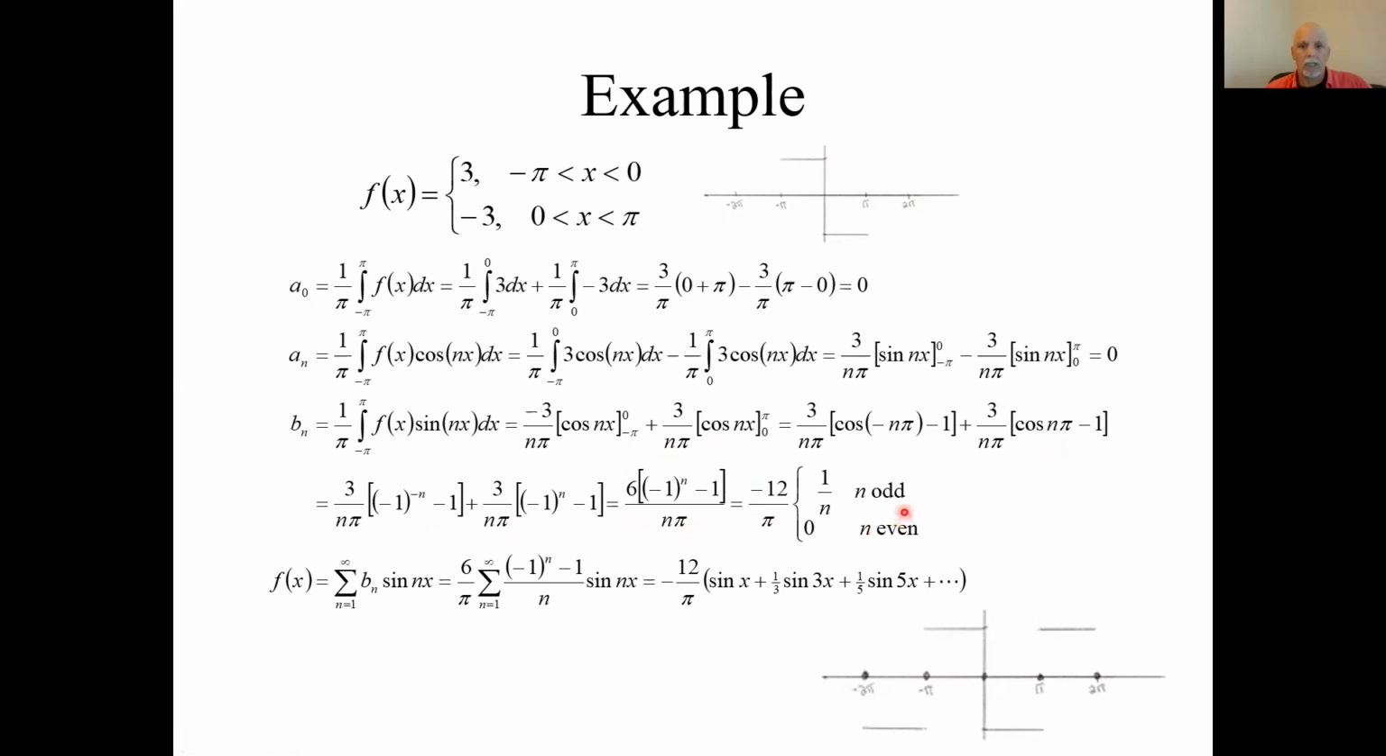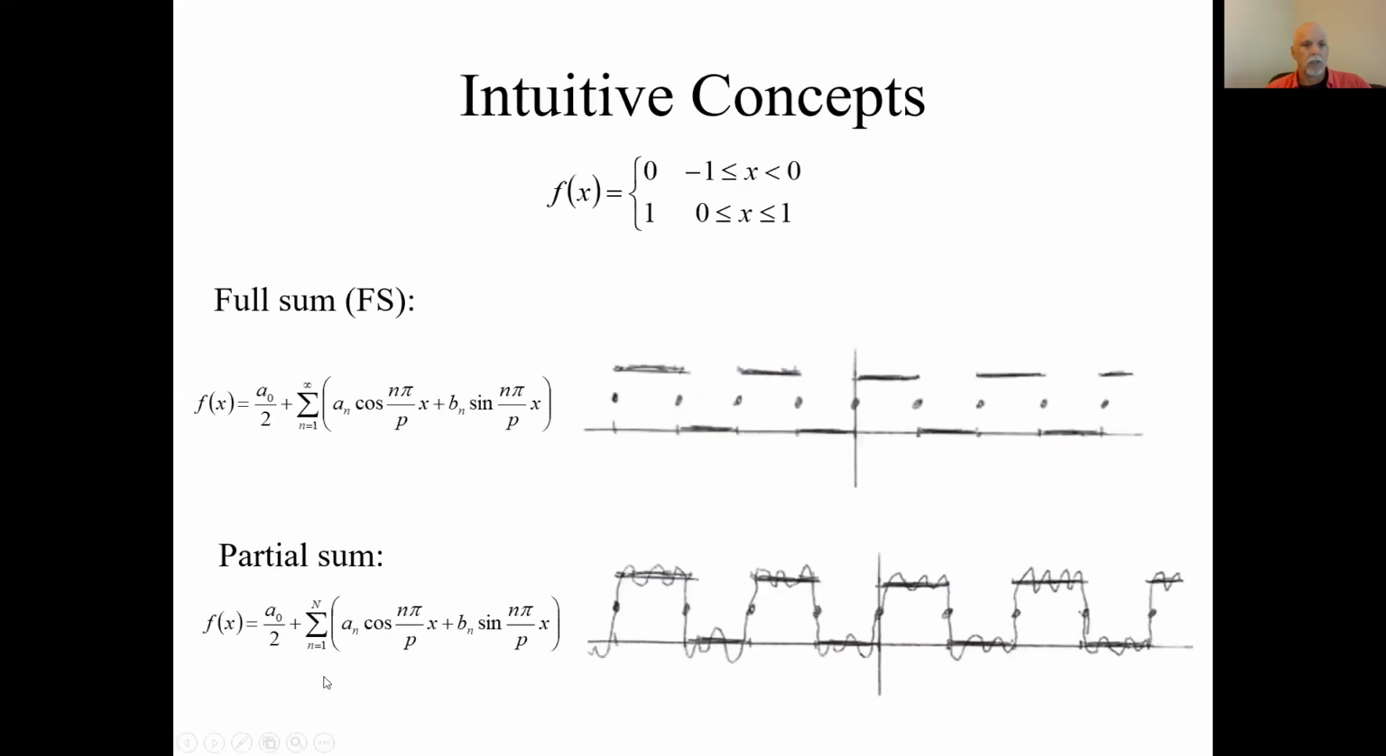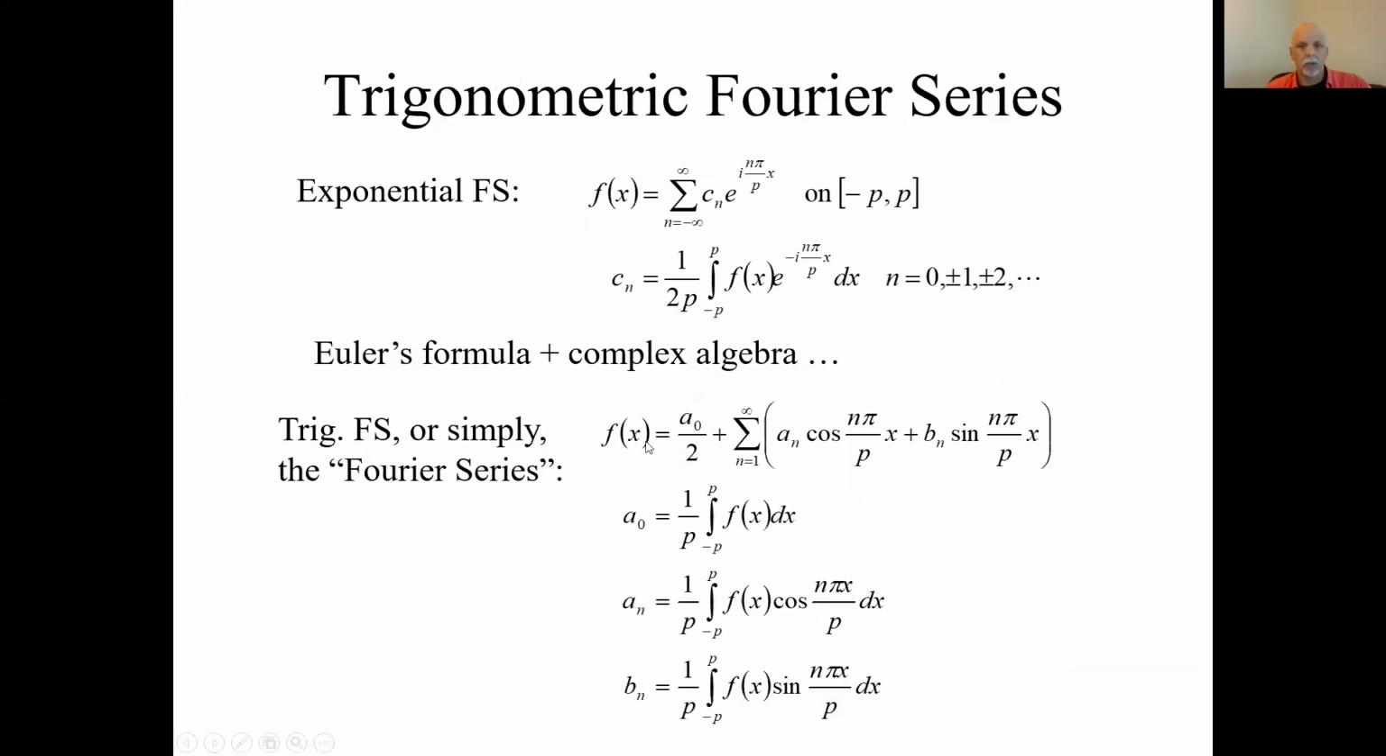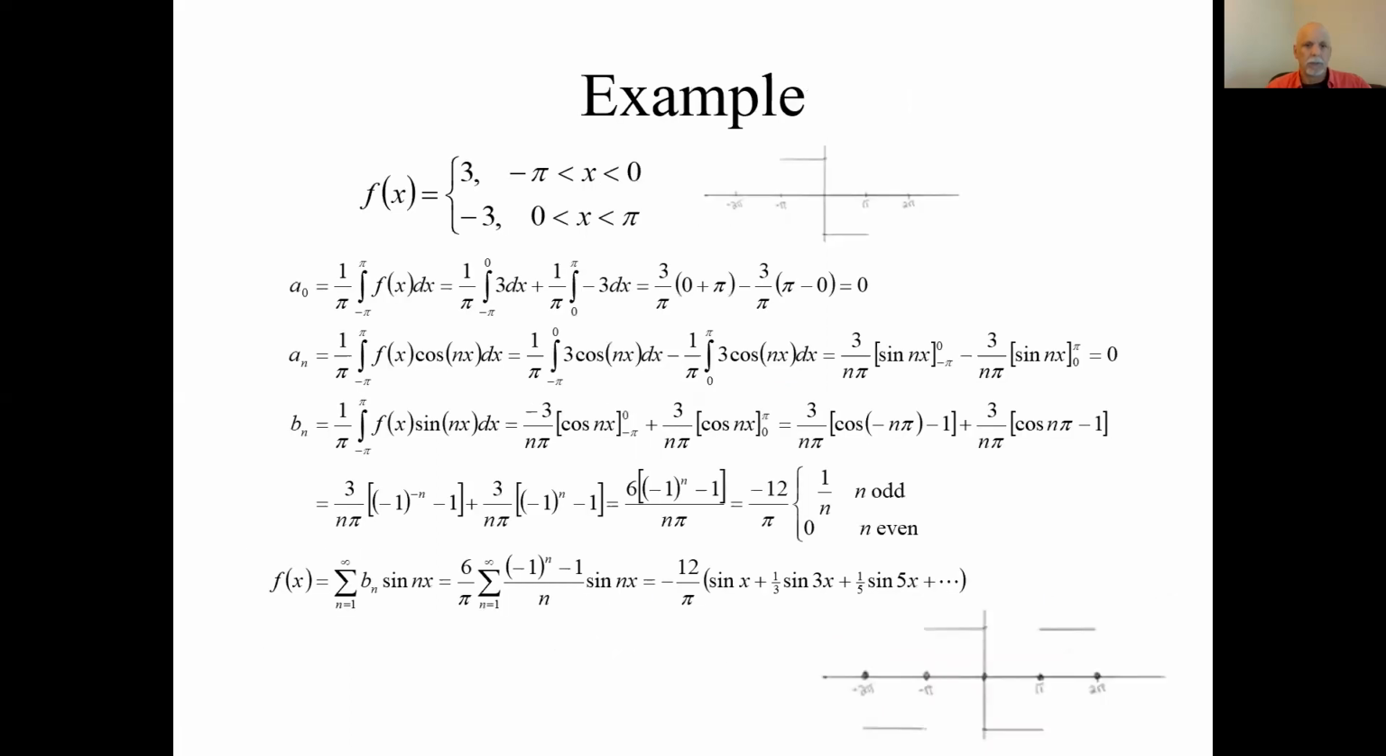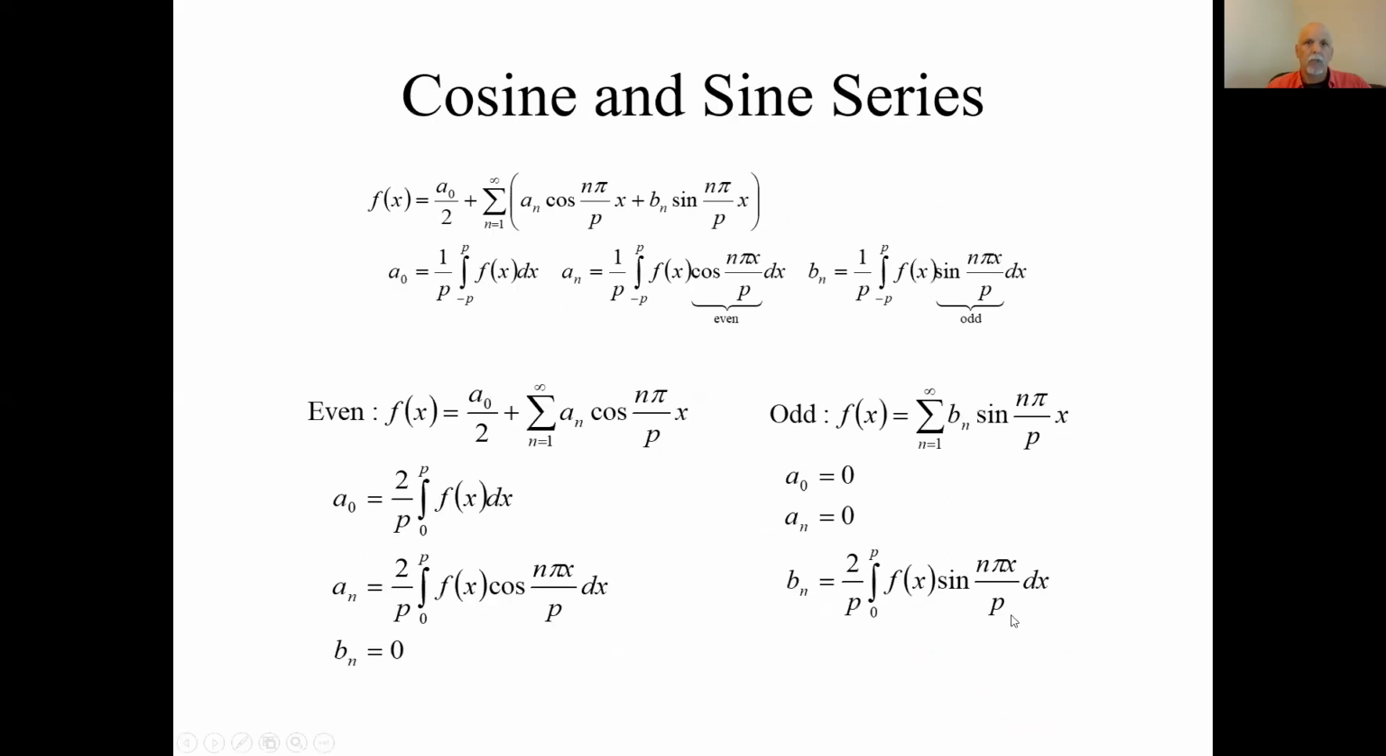You could look at it like this: it's going to be 0 for even n's. Anyway, when I put it back into the formula, here's the formula, actually way back here. But if all the a's are 0, all I'm left with is the sum of these sine terms with the b coefficients. That's what it is, and that's what it looks like. I wrote it out.